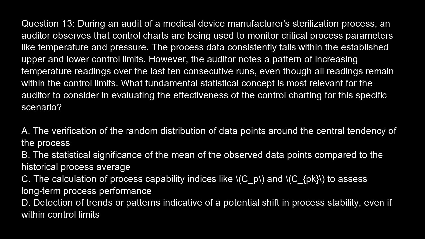for this specific scenario? Option A, the verification of the random distribution of data points around the central tendency of the process. Option B, the statistical significance of the mean of the observed data points compared to the historical process average. Option C, the calculation of process capability indices like Cp and Cpk to assess long-term process performance. Option D, detection of trends or patterns indicative of a potential shift in process stability, even if within control limits.